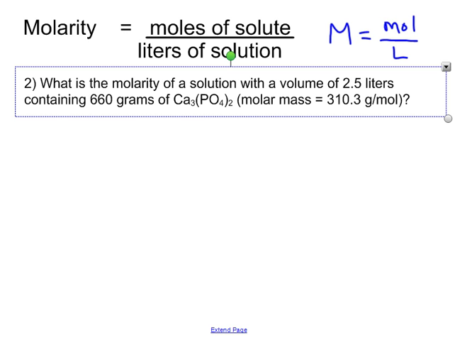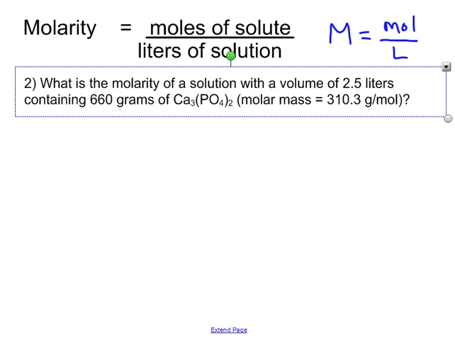Okay. The problem reads, what is the molarity of a solution with a volume of 2.5 liters containing 660 grams of calcium phosphate, which has a molar mass of 310.3 grams per mole? So yes, I'm giving you the molar mass here. We are going to have to do a molar mass conversion.